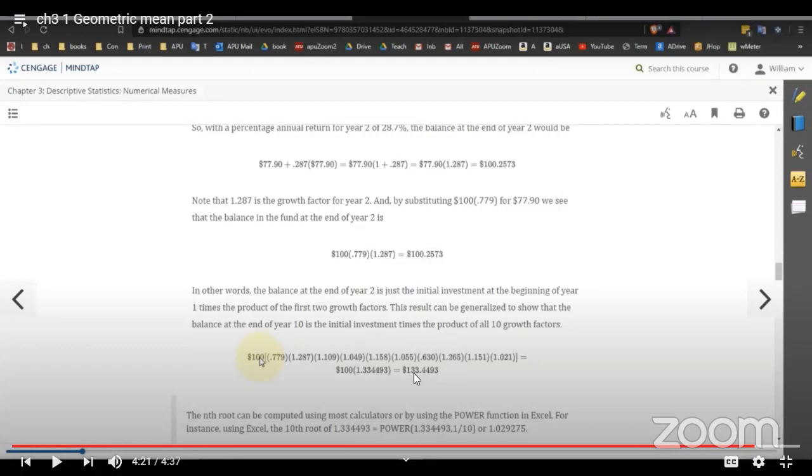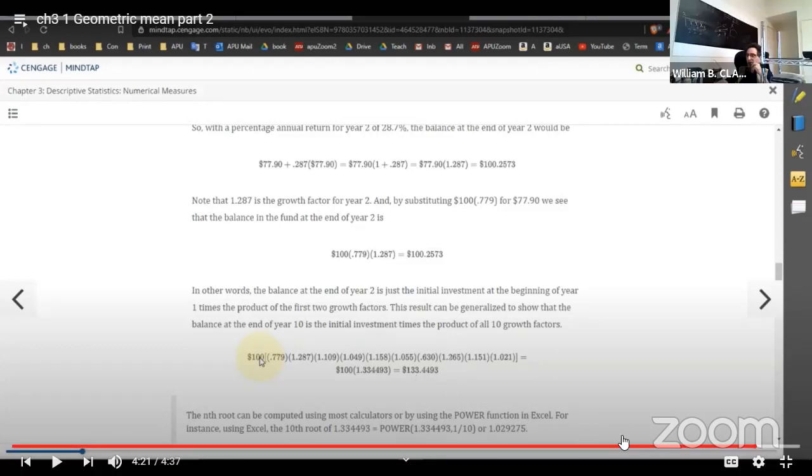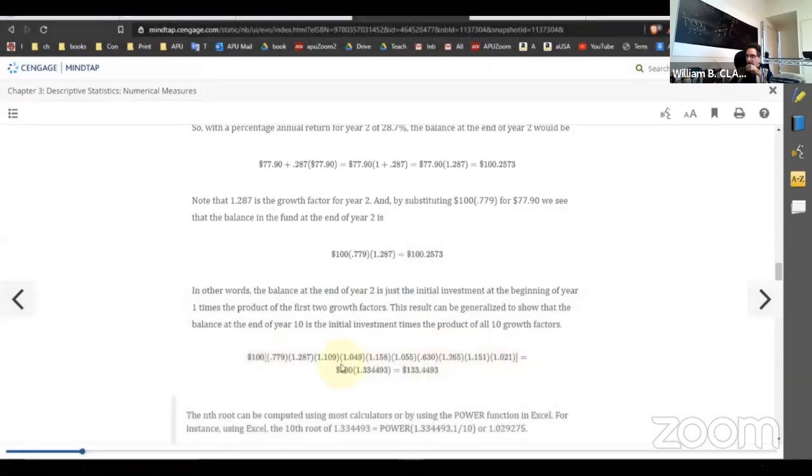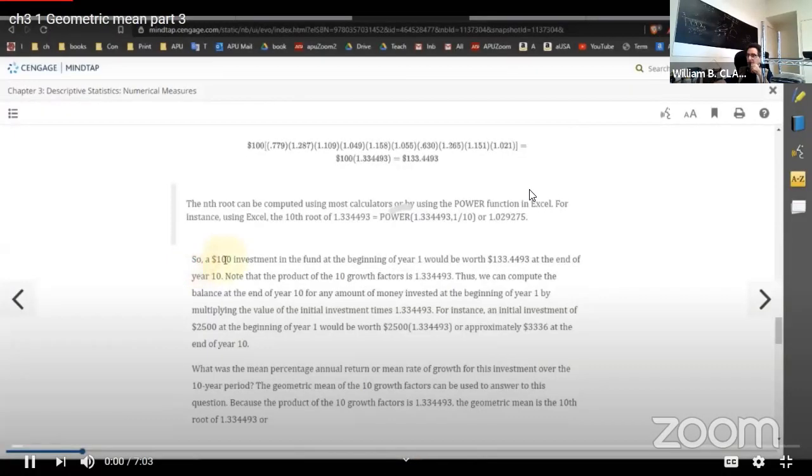Yes. Okay. So let's keep going. With 100, growth factor, growth factor, growth factor, growth factor, multiply them all out, and we get the final result, which tells us that the amount we'll have at the end of the 10 years is this, 133 and something. Okay, so here they say, so $100 investment. Okay, let's go to another exercise.